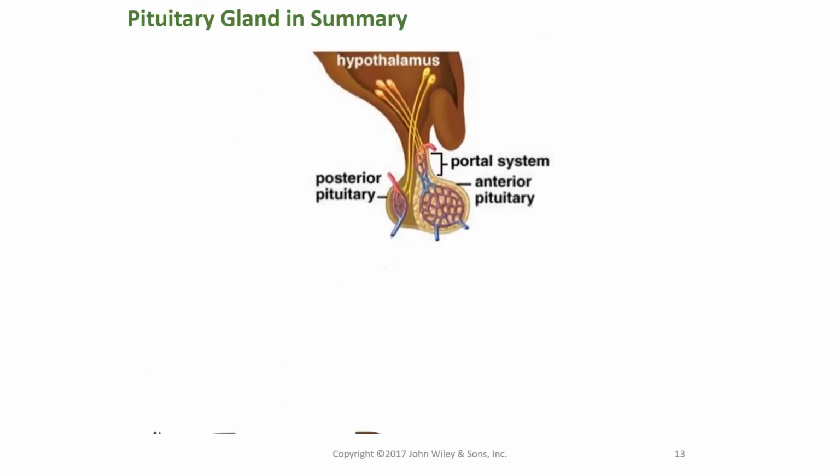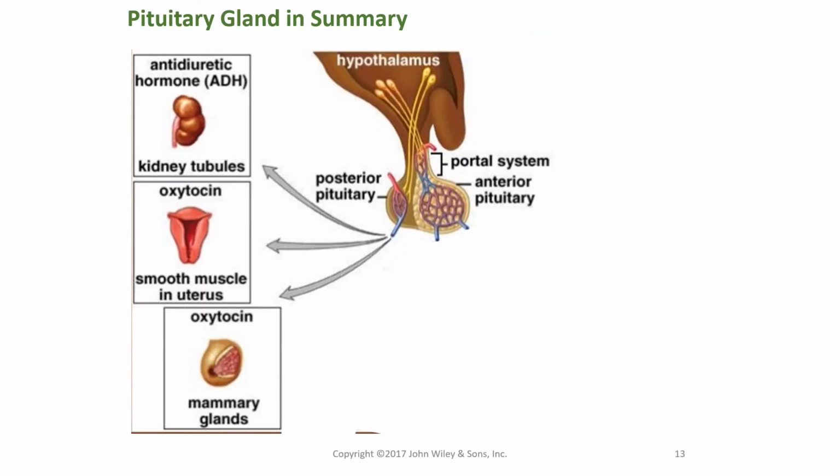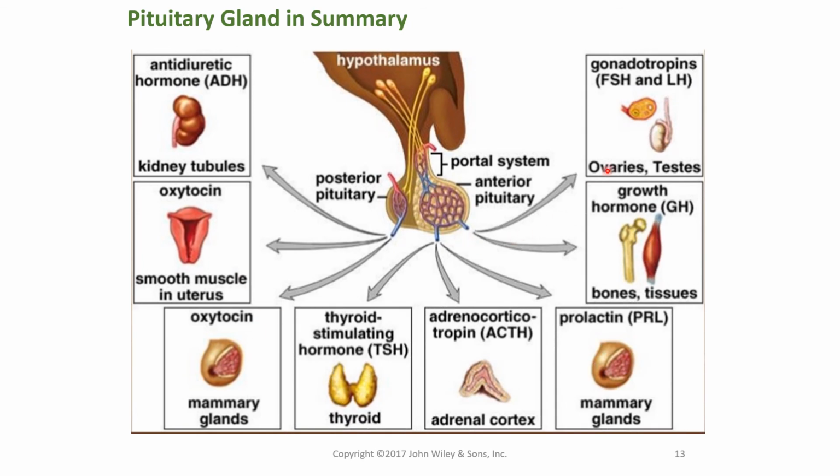And just another way of representing the same thing, you've got your posterior pituitary making ADH and oxytocin, which will affect the smooth muscle in the uterus and also in the mammary glands to expel either the baby or the milk. And the anterior pituitary is going everywhere else that we're going to be talking about today.